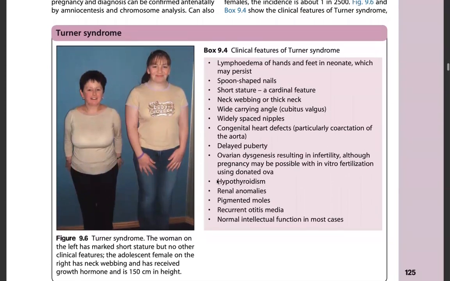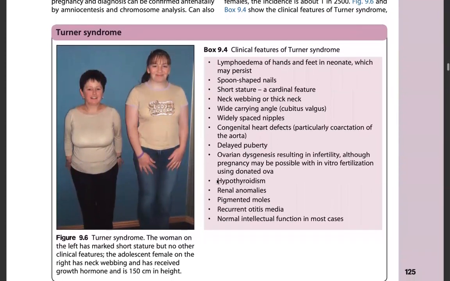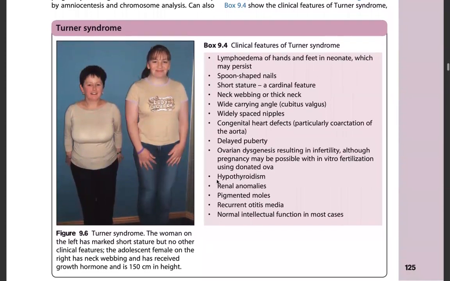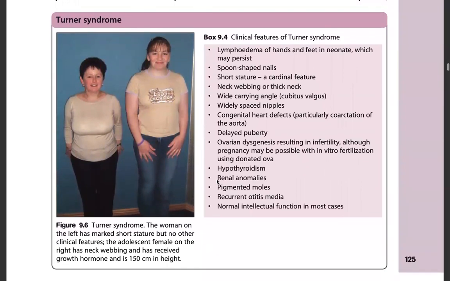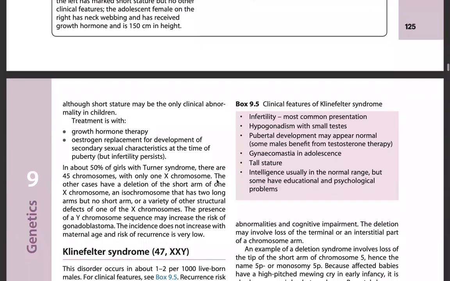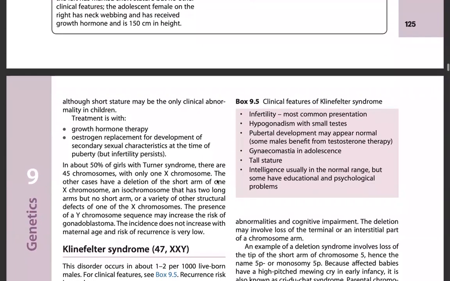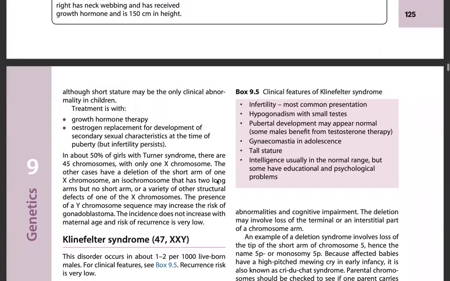This figure shows the woman on the left has marked short stature, but no other clinical features, whereas the female on the right has neck webbing, has received growth hormone, and is 150 centimeters in height. Although short stature may be the only clinical abnormality in children, treatment is with growth hormone therapy, and estrogen replacement for development of secondary sexual characteristics at the time of puberty, but infertility persists.